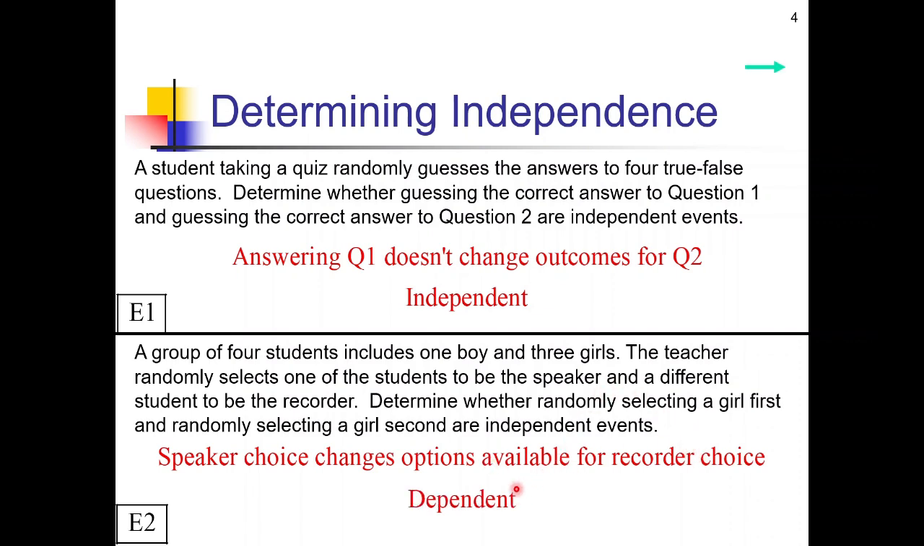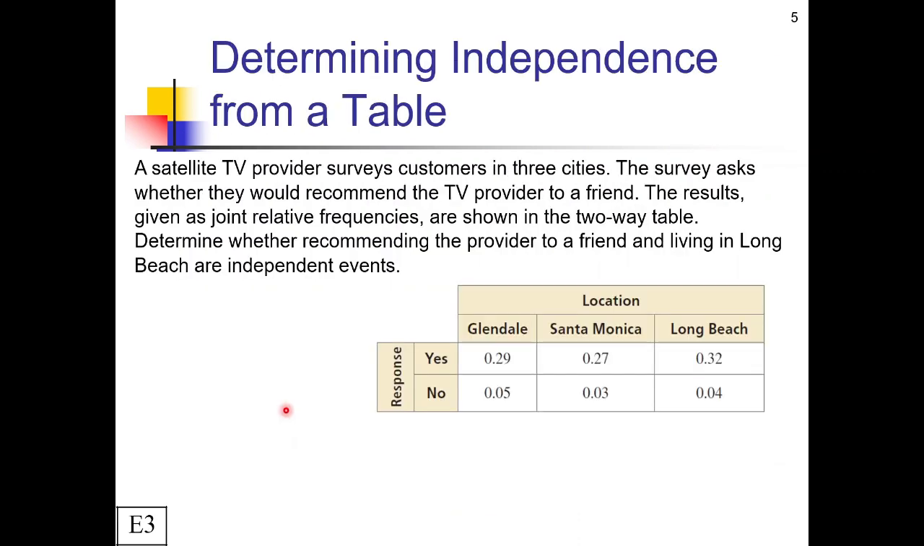For this next problem, we have a satellite TV provider surveying customers in 3 cities, and the survey asks whether they recommend the provider to their friends. The results as joint relative frequencies are given in this two-way table. Our question is, we want to know if recommending the provider to a friend and living in Long Beach are independent events. I guess another way of asking it is, is somebody who lives in Long Beach more or less likely than kind of the general population to recommend that provider?